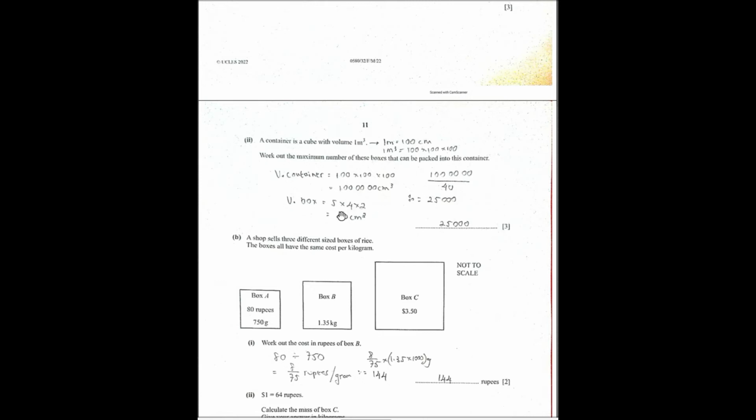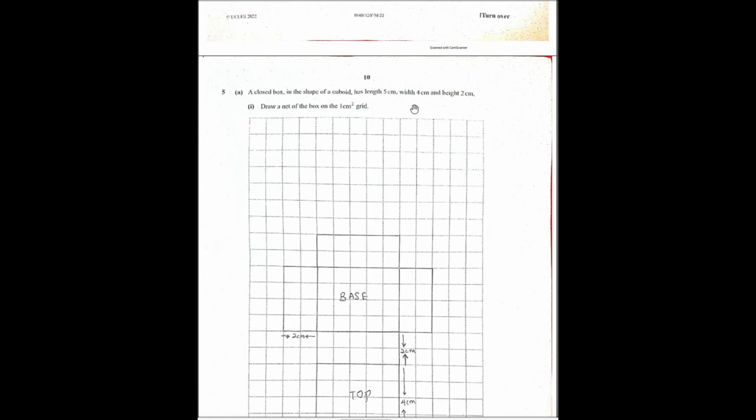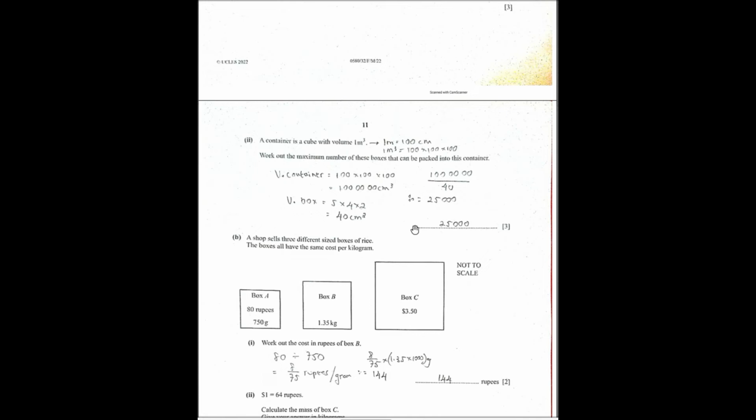And the volume of the box that we should get is 5 times 4 times 2, which will give us 40 cubic centimeters, because to find the volume of a cuboid, we multiply its length, width, and height. So now, to find the maximum number of these boxes that can be packed into this container, we take the volume of the container divided by the volume of the boxes. So we will get our answer as 25,000.